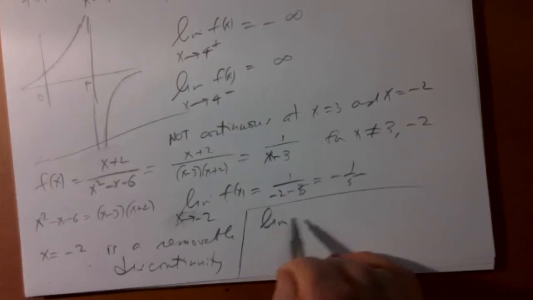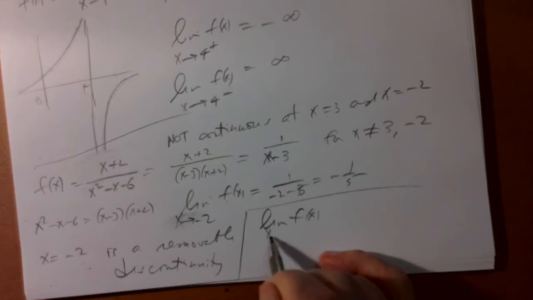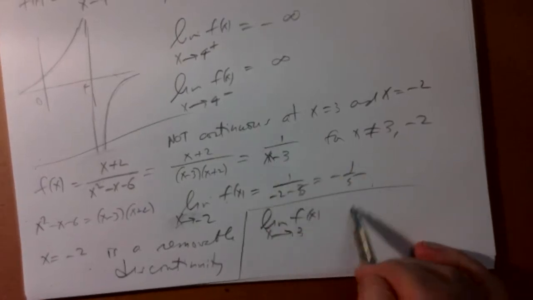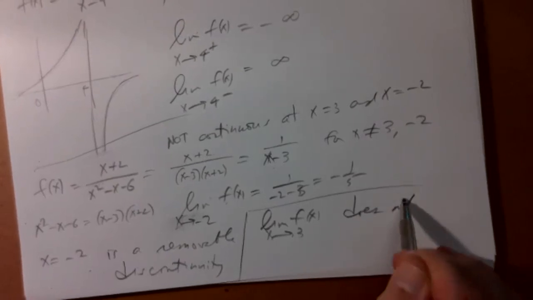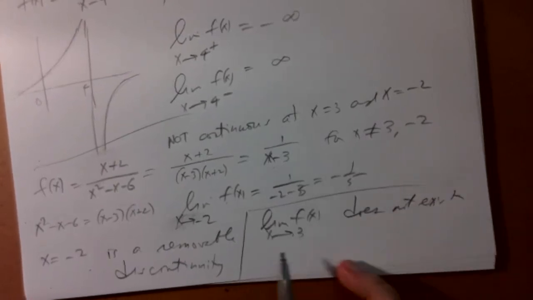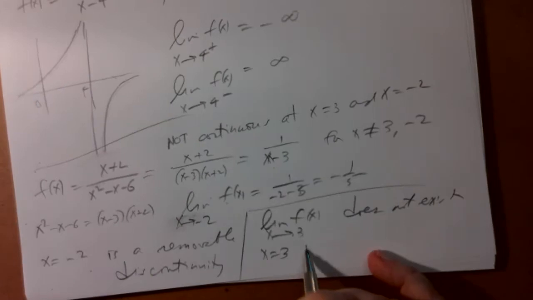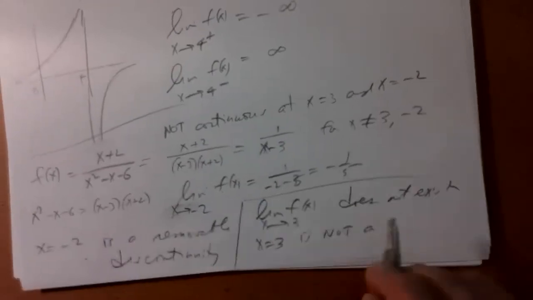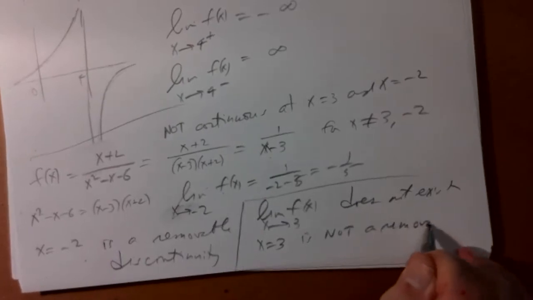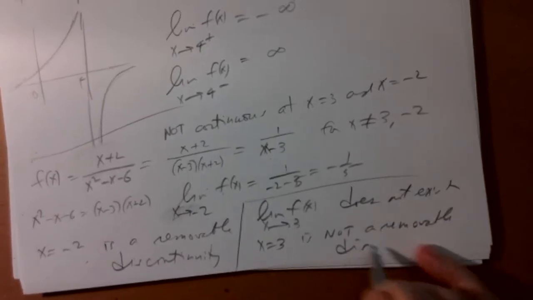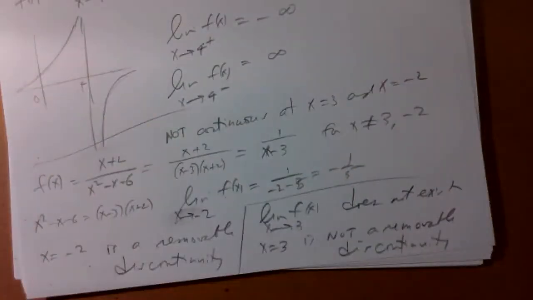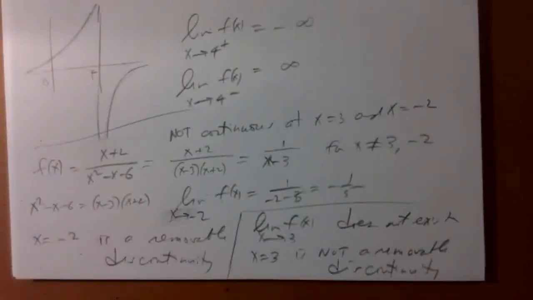On the other hand, the limit of f of x as x approaches 3, even if you write it like this, still does not exist. So x equals 3 is not a removable discontinuity. Thank you.